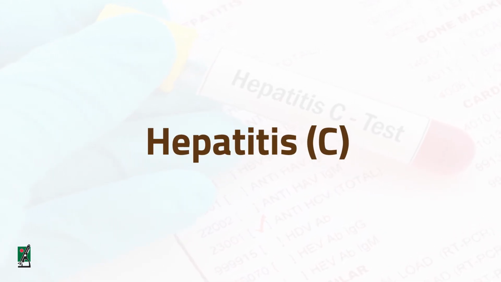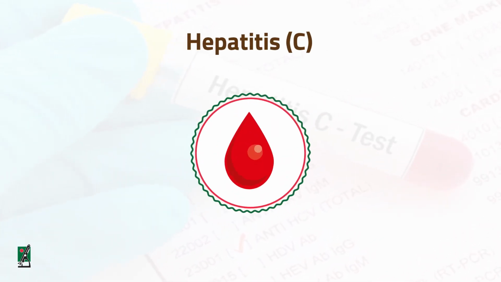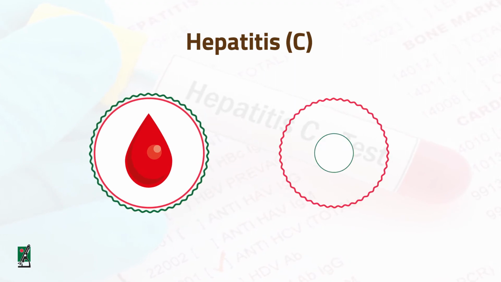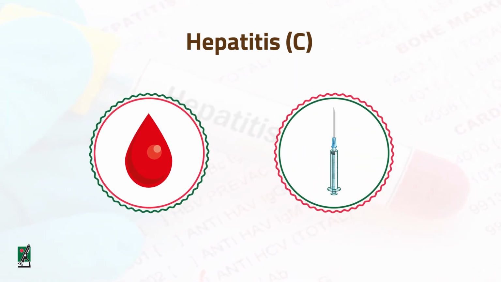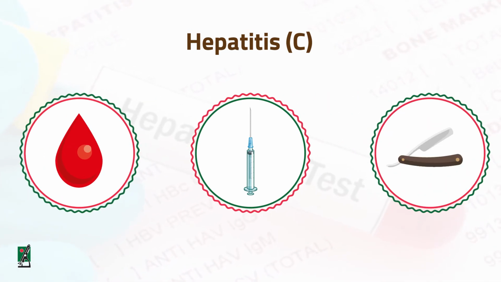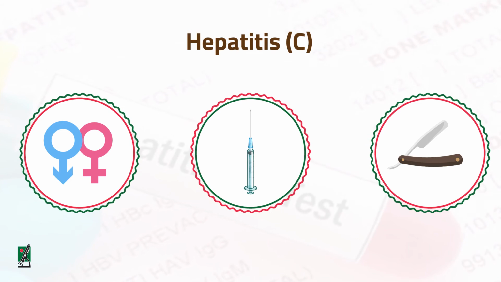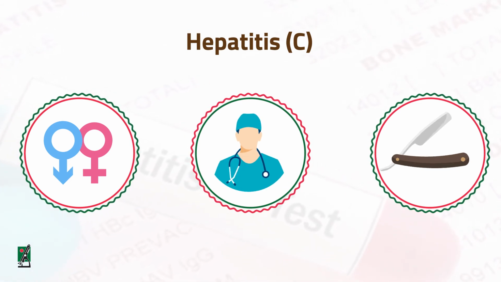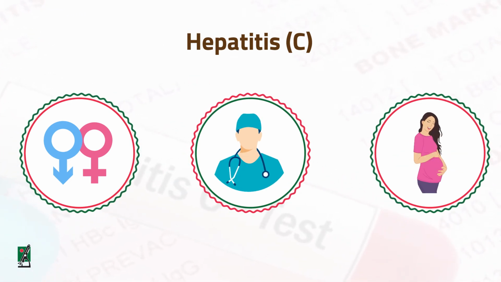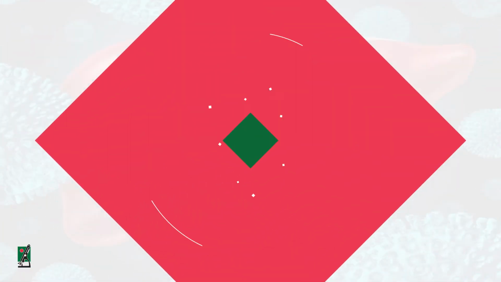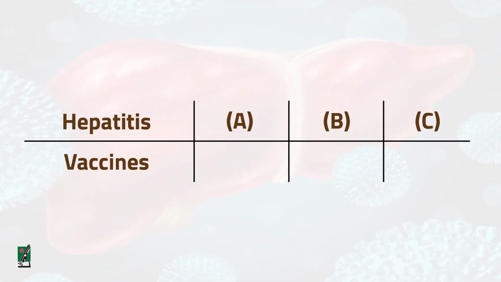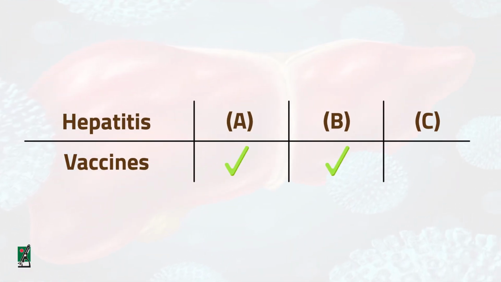Hepatitis C virus is also spread by exposure to contaminated blood, primarily through the sharing of needles by intravenous drug users, but also by sharing personal items contaminated by blood, such as razors, through sex with an infected person, via healthcare occupational exposure, and from mother to baby during childbirth. Currently, there are vaccines available against hepatitis A and B, while there is no vaccine to prevent infection with hepatitis C.